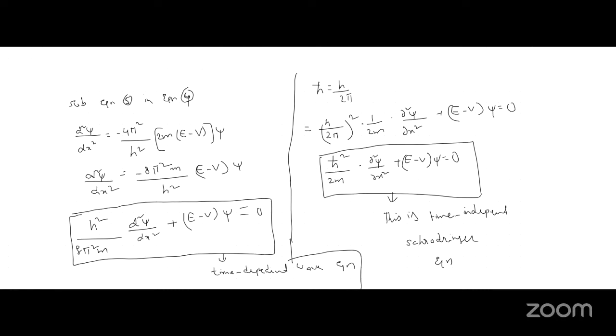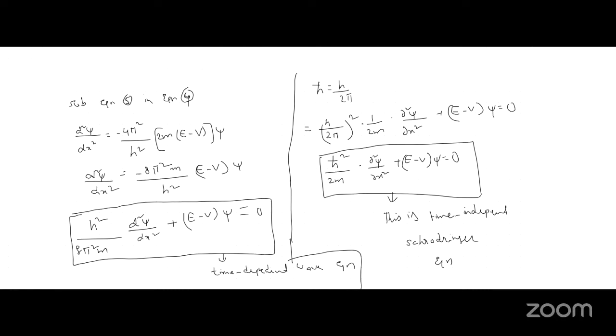What do we have for psi? Psi equals A cos 2π i (x/λ − νt), where ν is the frequency and λ is the wavelength. As we know another equation, E = hν, and one more equation, ħ = h/2π. Based on these two equations, we will simplify further.